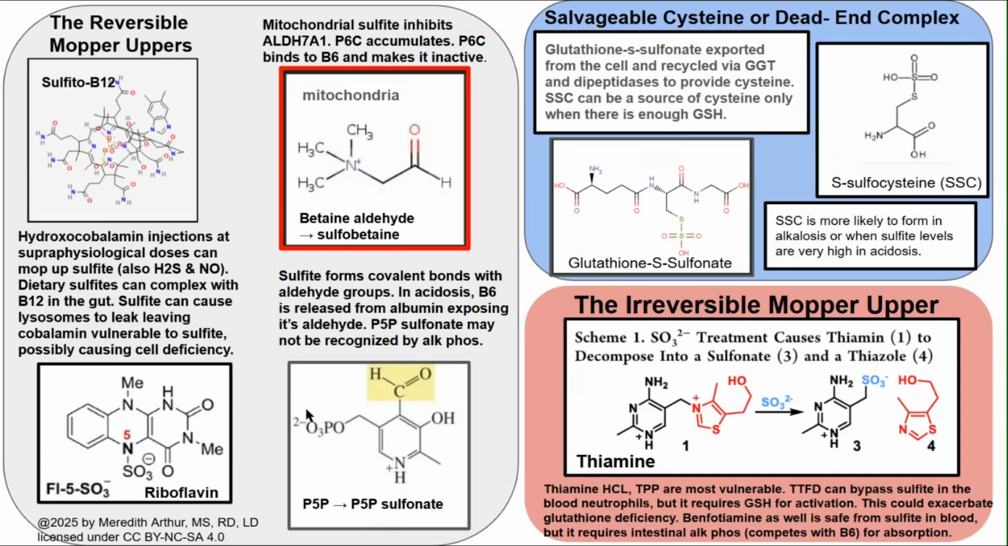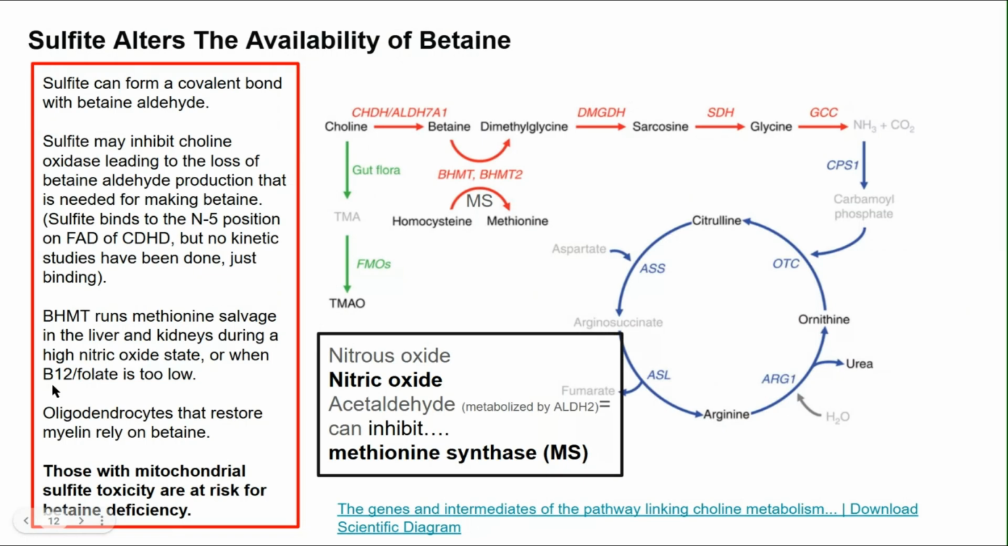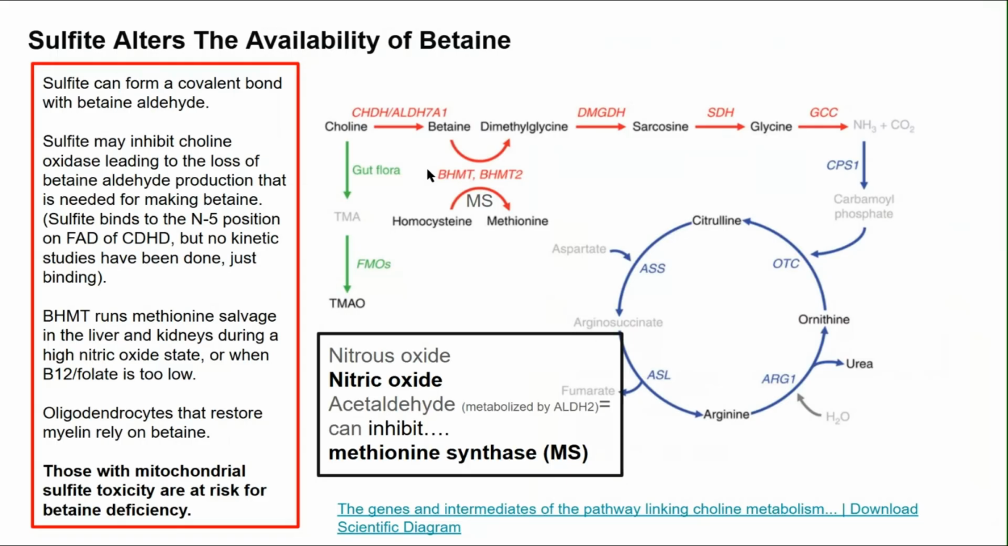Let's see. Now we're going to talk about betaine. So sulfite can actually bind to the precursor for betaine, which is betaine aldehyde, making a sulfobetaine. So let's look at that. I should show you what it looked like. Sorry. Here's the sulfobetaine. You can see the sulfite. It binds to the aldehyde group.